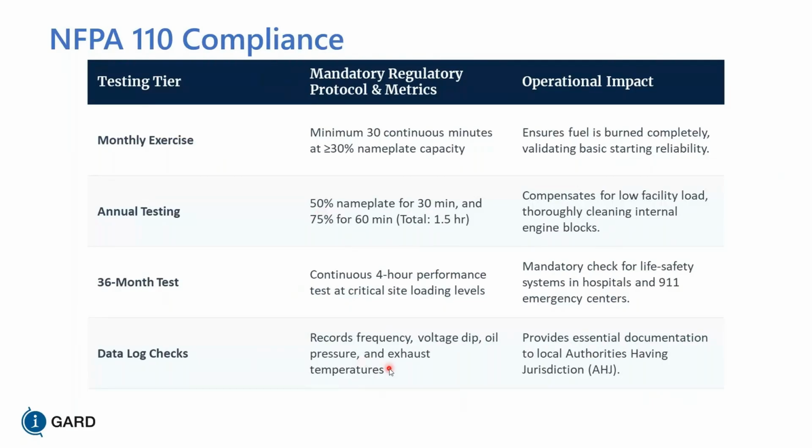So for the annual test, you can ramp up to 50%. Once you're at 50%, start the timing. You're there for 30 minutes, ramp up to 75%, stay there for 60 minutes, and your test is over.